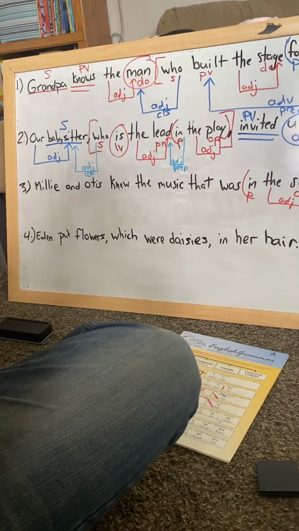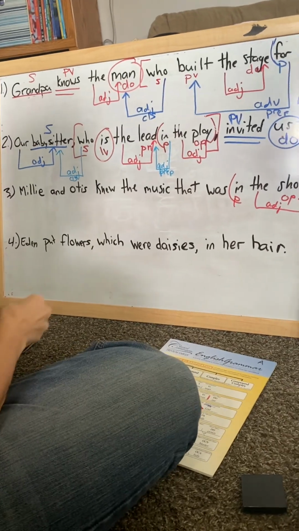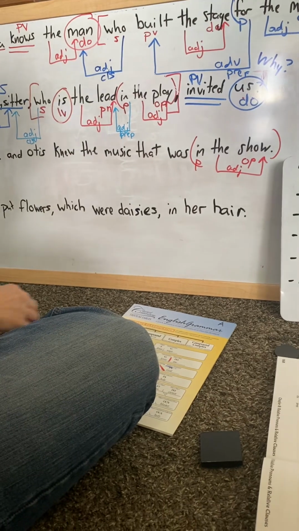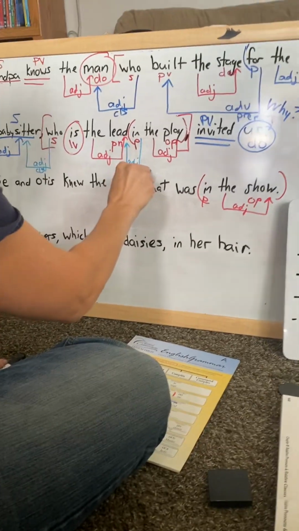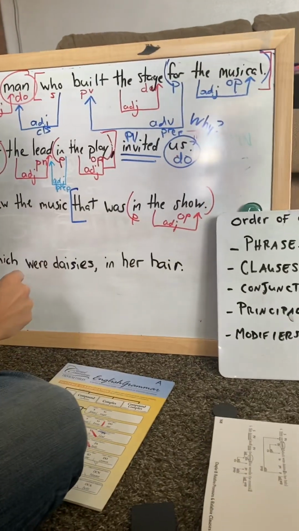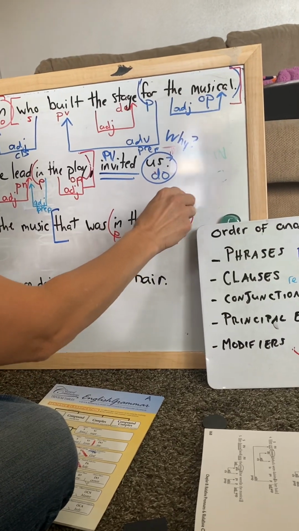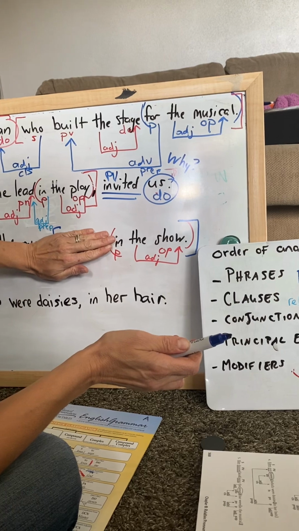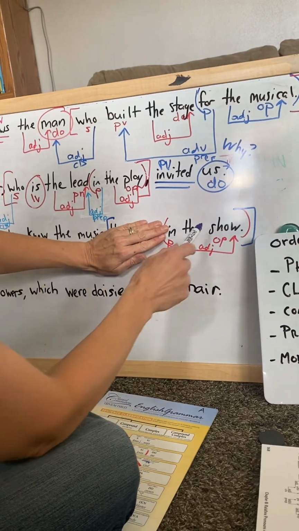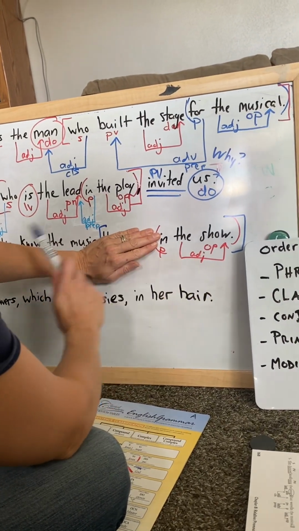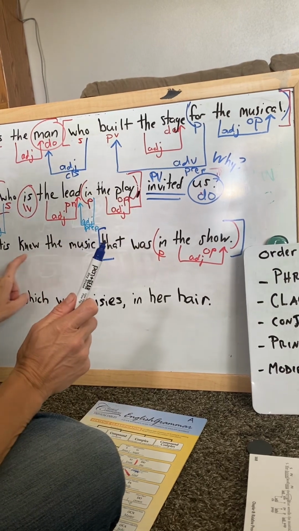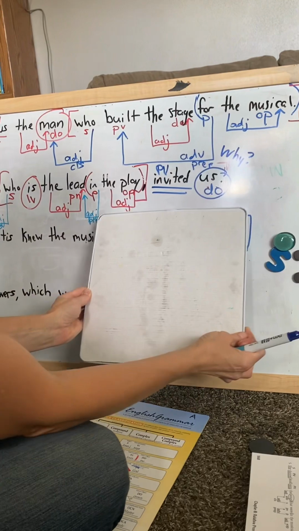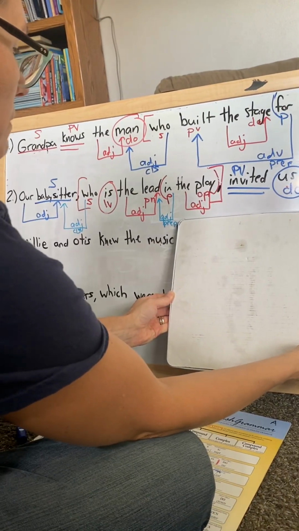All right, any clauses? We're looking for relative pronouns. That was in the show. No, it's just that was. Note the whole thing. Because if you have a question, you're going to say, hey, is it just this? Millie and Otis knew the music in the show. Doesn't make sense. Millie and Otis knew the music. That could stand as a sentence all by itself.